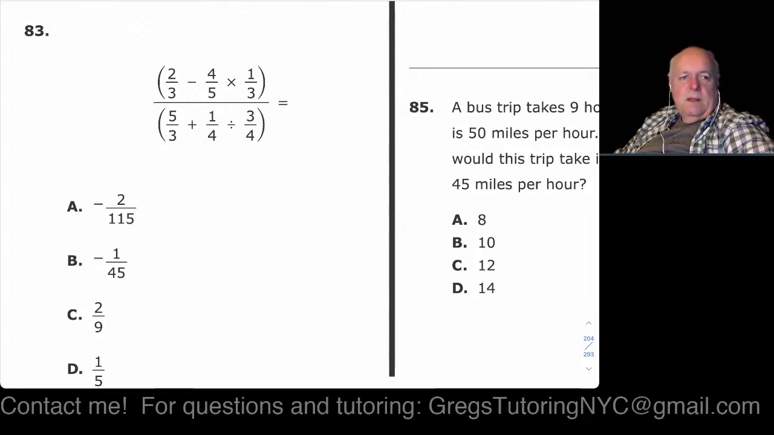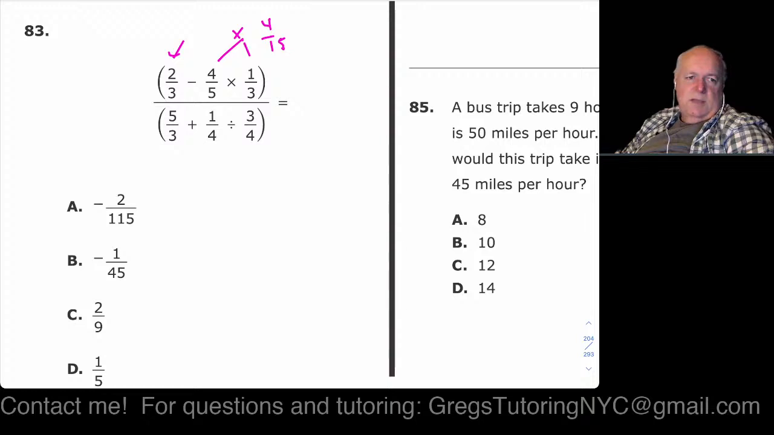Okay, so I'm going to be using multiple pen colors here. What I want to do is do this multiplication first. That's what's leaping out at me here. I'm going to do the numerator's multiplication first, and for that, I will get 4/15. So I need to take the 2/3 and subtract from that the 4/15.